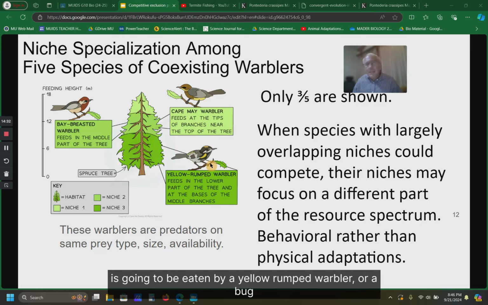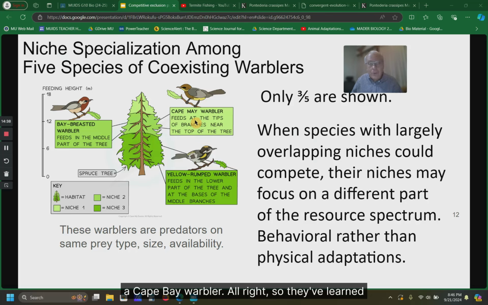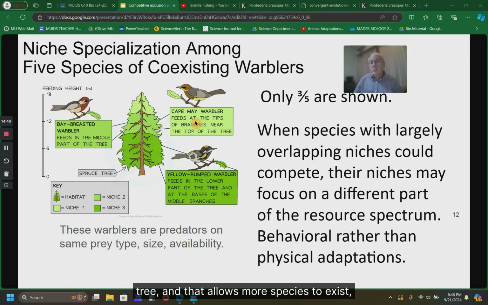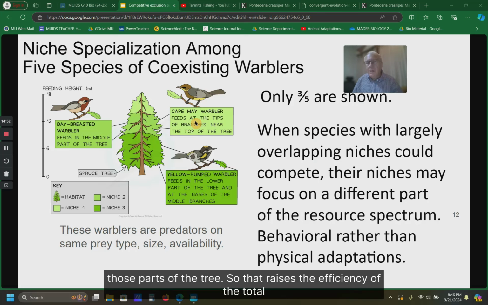So the bug, unluckily, at the bottom part of the tree is going to be eaten by a yellow-rumped warbler, or the bug on the upper part of the tree might be taken by a bay-breasted or a Cape May warbler. They've learned to separate their feeding areas even within one single tree, and that allows more species to exist. They become better at using those insects in those parts of the tree, so that raises the efficiency of the total system and creates a more stable kind of ecosystem as well.